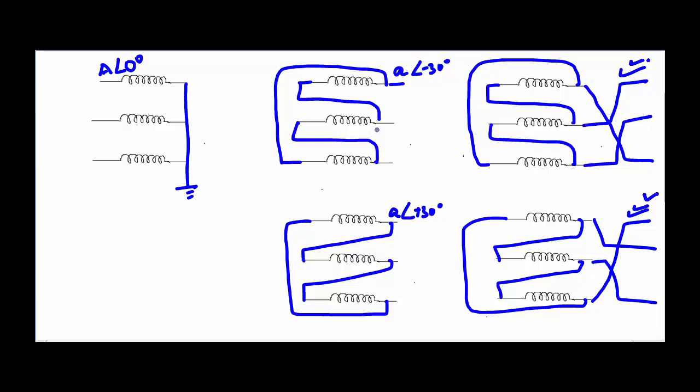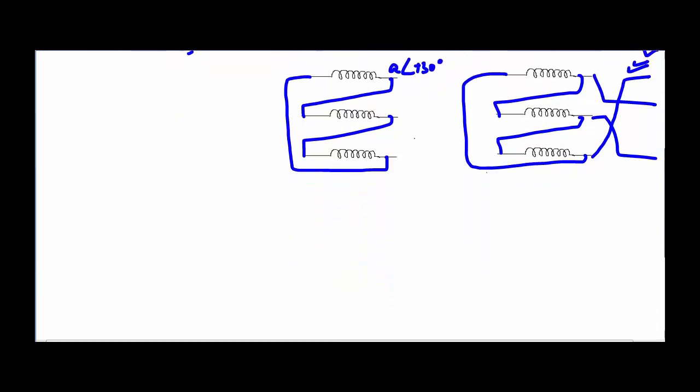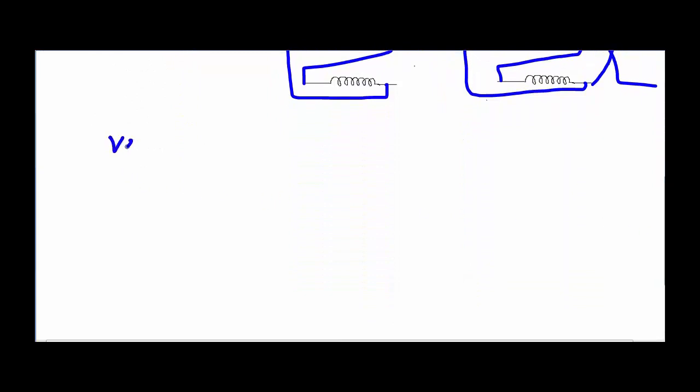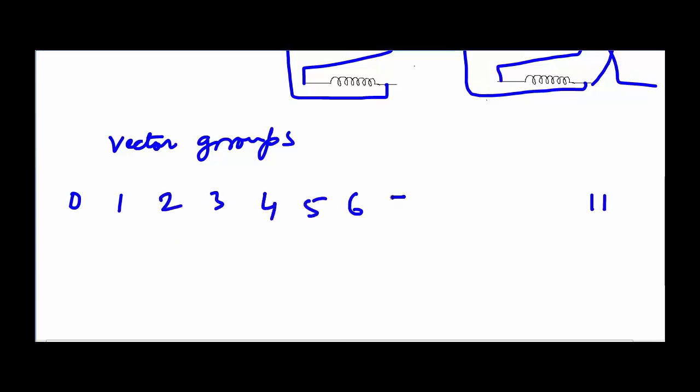Based on so many possibilities, or so many connections, we group our transformers into various vector groups. So, listing down the vector groups that we have: we are quite aware of vector group 0, vector group 1, vector group 6, and vector group 11. But we don't have only this many vector groups, we have vector groups right from 0 to 11. So we have vector group 0, 1, 2, 3, 4, 5, 6, 7, 8, 9, 10, and 11.